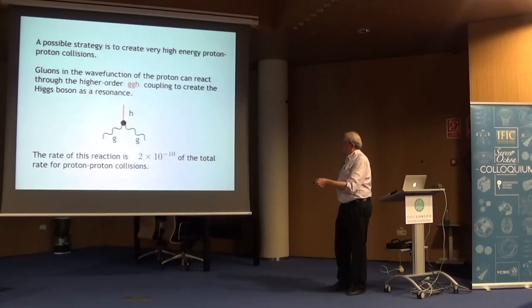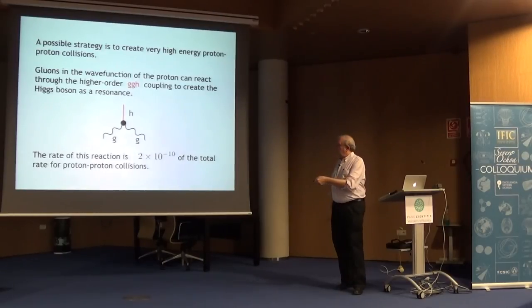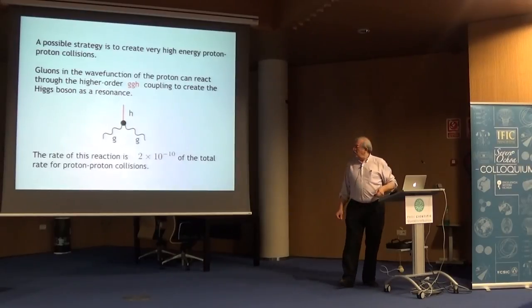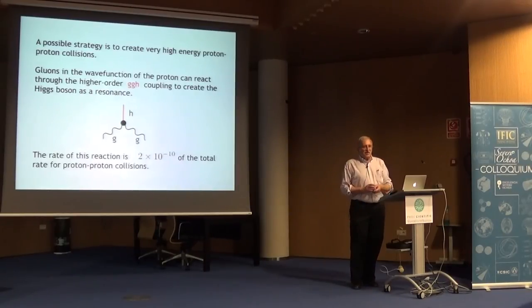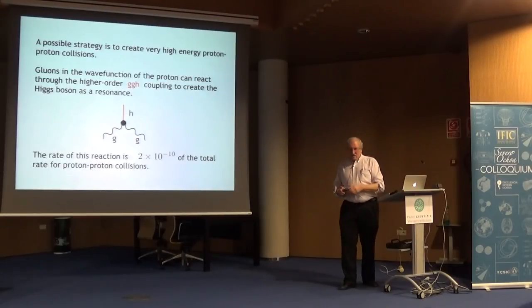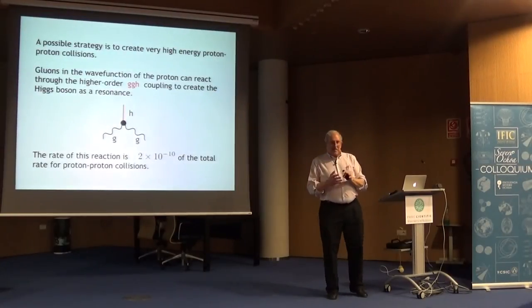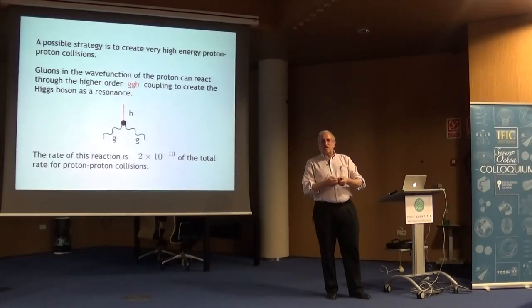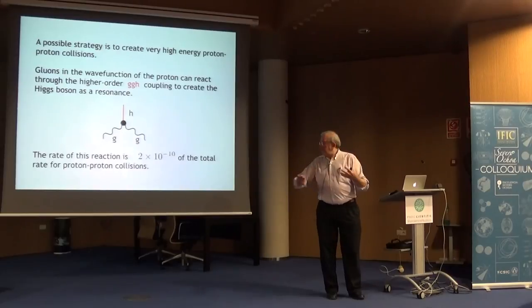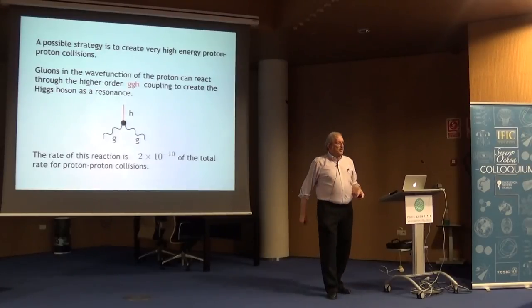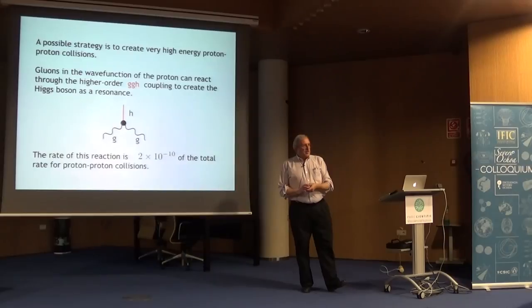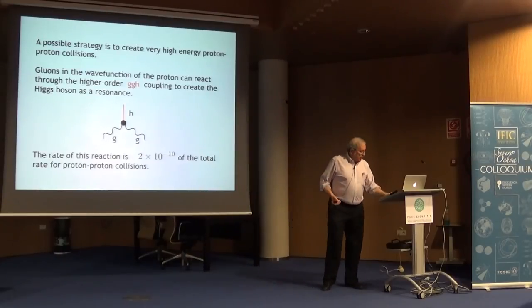And the rate of this process is, this is an outdated number because they raised the energy about 5 times 10 to the minus 10 of the total rate for proton-proton collisions. It's still incredibly small. Nevertheless, one can go find these reactions. Now, oddly, the dominant decays to bottom quarks, W's, are relatively hard to see in the environment in this overwhelming noise of proton-proton collisions. And so the original discovery modes were very rare modes.